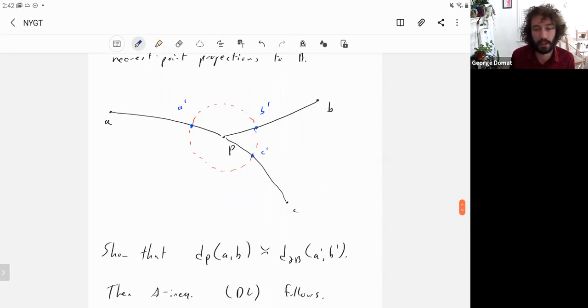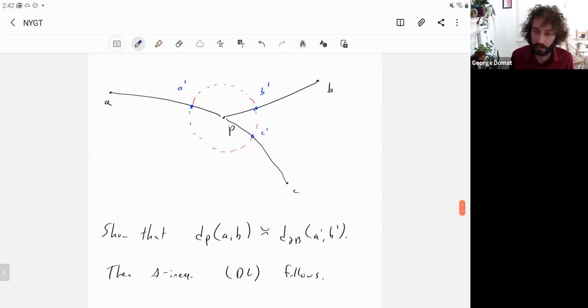And then what we do is we show that our distance d sub p of AB is comparable to this distance on the boundary between these nearest point projections. So we prove that these metrics are closely equivalent. And then the triangle inequality follows. Here, this takes some work. You have to go through these different cases I showed above. And this is where we really make use of this delta, the delta thin condition of delta hyperbolicity, and we use facts about how nearest point projections work in delta hyperbolic spaces. But that's the general outline for how we get the triangle inequality.